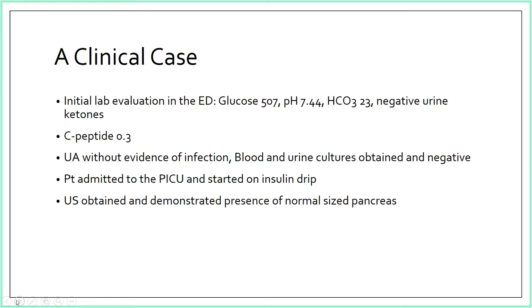On arrival to the ED, her initial labs showed a serum glucose of 507, her pH was 7.44, a bicarb was 23, and there were negative urine ketones. She had a C-peptide, which was low at 0.3. Urinalysis did not demonstrate any evidence of infection. Blood and urine cultures were obtained and eventually came back as no growth. She was admitted to the PICU and started on an insulin drip. An ultrasound was obtained while she was in the ICU and demonstrated the presence of a normal-sized pancreas.